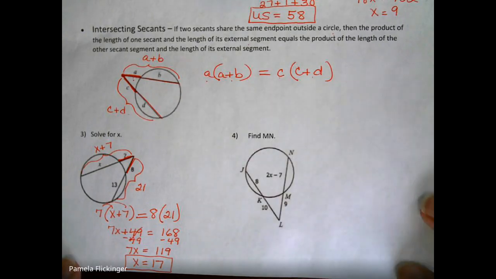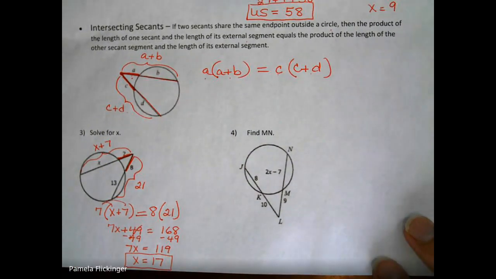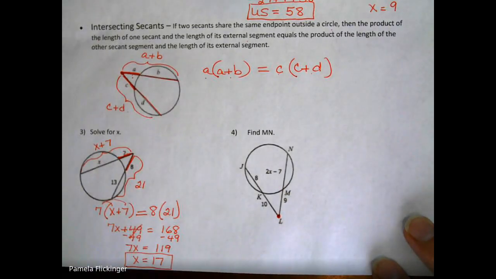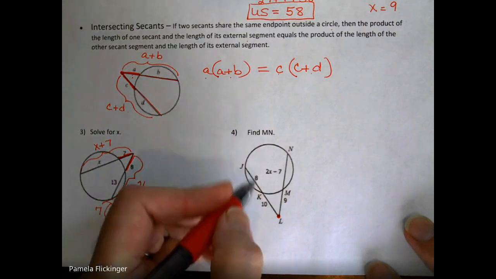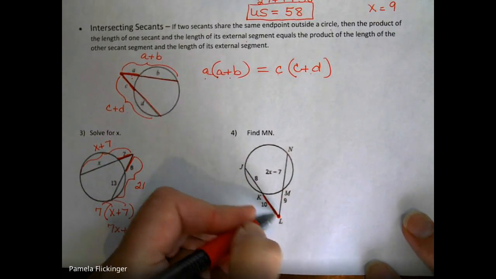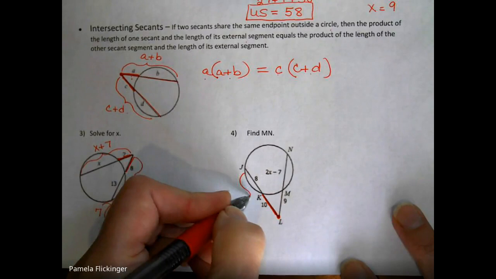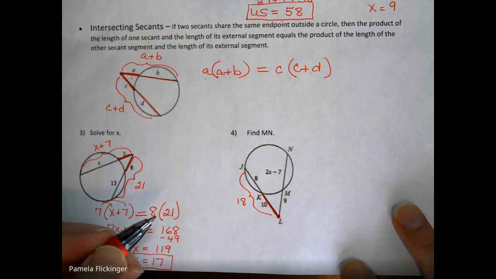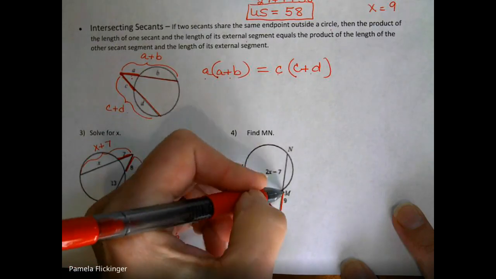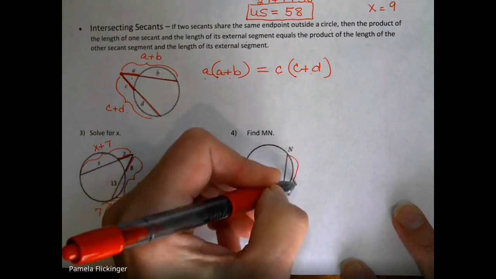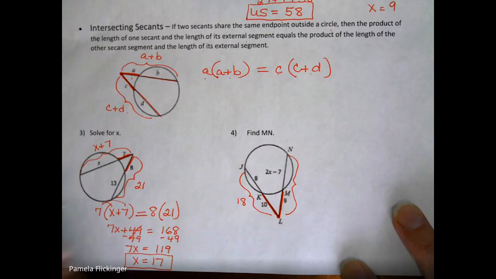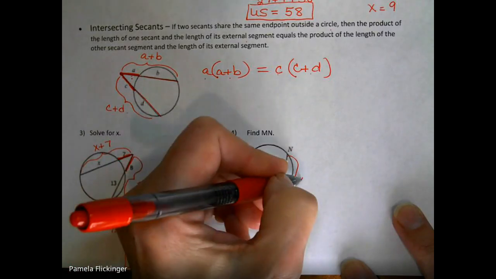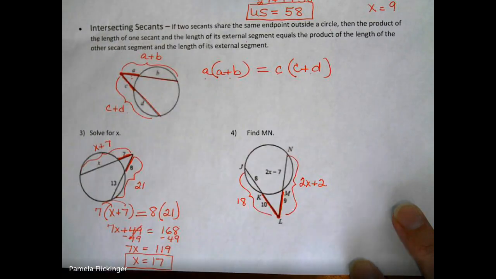In number 4, again, you've got to just notice these are secants and they intersect outside the circle. So the rule says we take the external part. So I'll start on the left this time. I've got 10 as the external, and I need then the whole secant, which will be 10 plus 8, or 18. And then my other external part is 9. And then I need to add those together. So 9 plus 2x minus 7 will give me 2x plus 2 when I combine those.